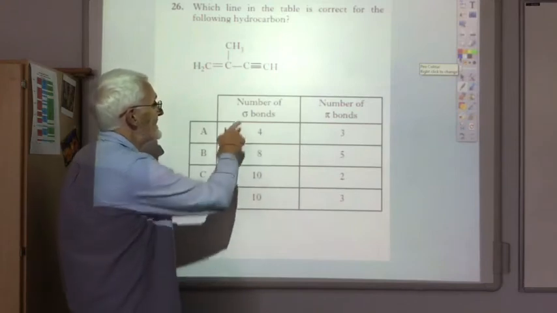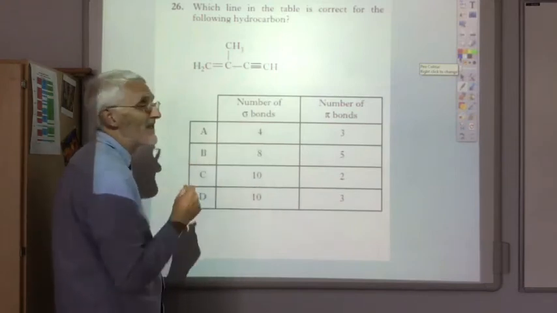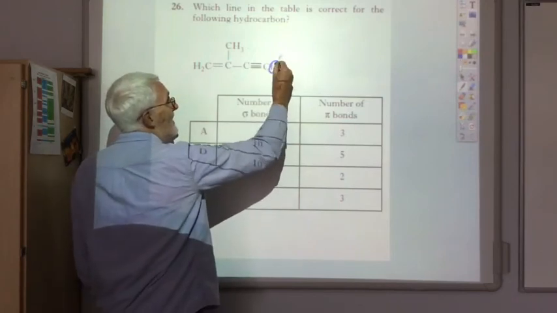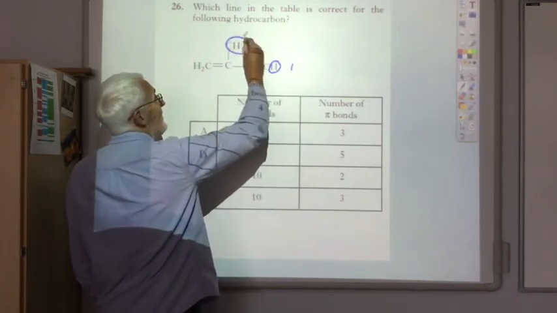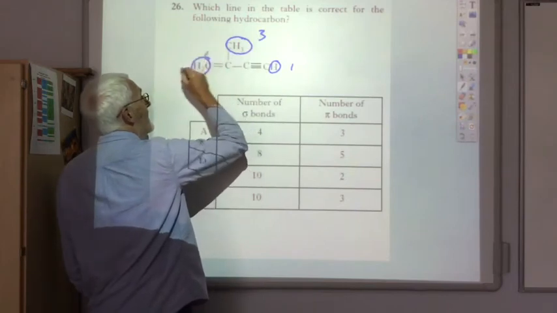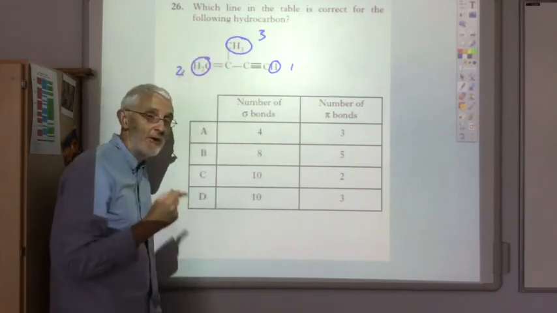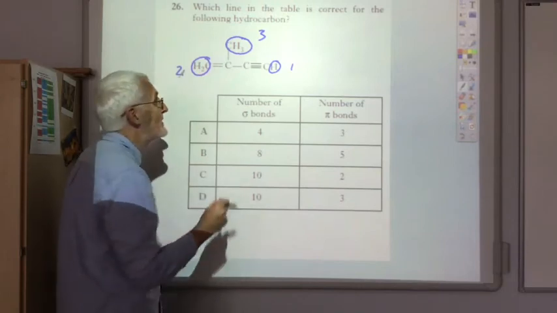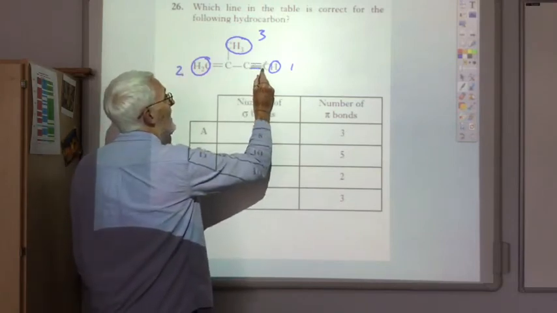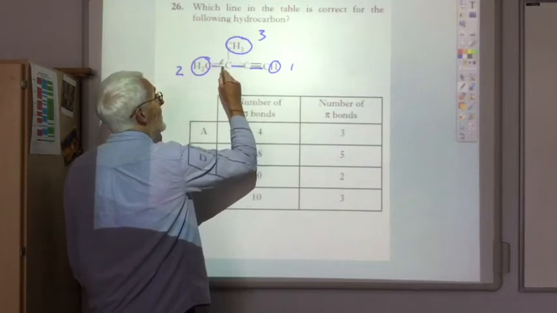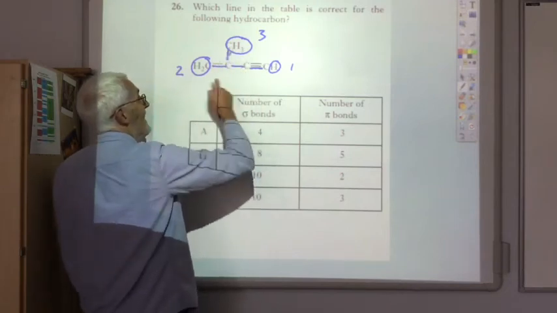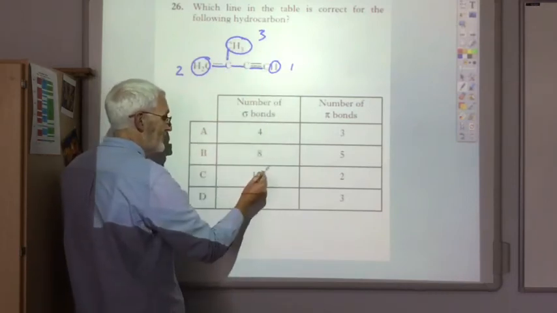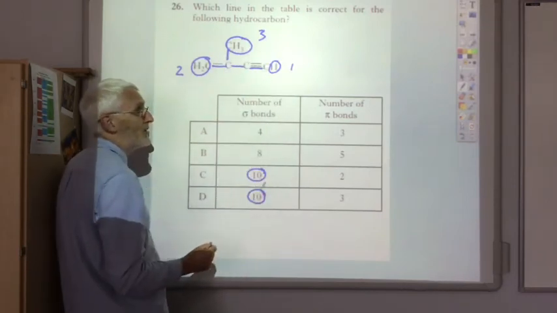Okay, so let's see how many sigma bonds there are. So the carbon-hydrogen bonds are always sigma. So we must have 1 there, 3 there, and 2 there. And on top of that, one of the carbon-carbon bonds is also a sigma bond. So 1 there, 1 there, 1 there, and 1 there. So that adds up to 2, 5, 6, 7, 8, 9, 10. So the number of sigma bonds is 10.